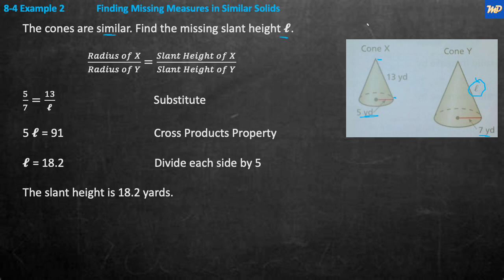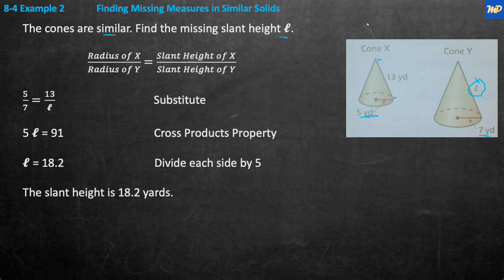In order to solve for L, what are we going to have to do? We multiply both sides, and actually do a cross multiplication to get this moved around. It's standard algebra, and you're familiar with it. So now we end up with 5L equals 91, because 7 times 13 is 91, and 5 times L is 5L.